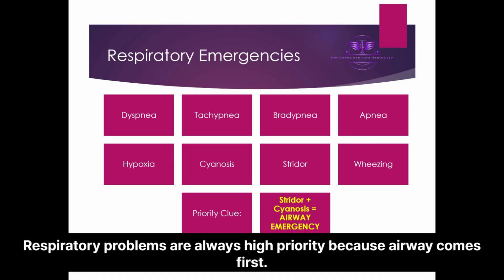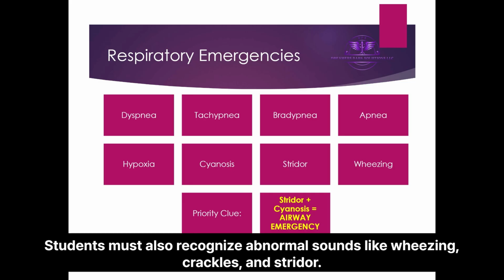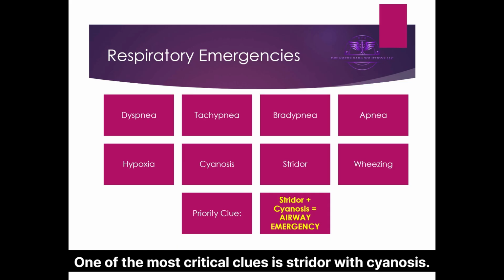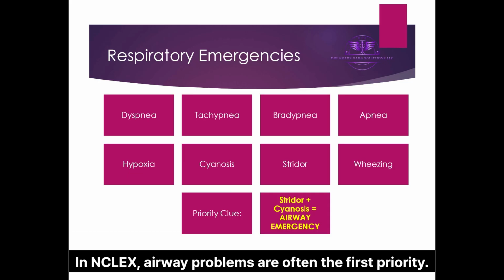Respiratory problems are always high priority because airway comes first. Important terms include dyspnea, tachypnea, bradypnea, apnea, hypoxia, and cyanosis. Students must also recognize abnormal sounds like wheezing, crackles, and stridor. One of the most critical clues is stridor with cyanosis. This combination means airway emergency and requires immediate intervention. In NCLEX, airway problems are often the first priority.